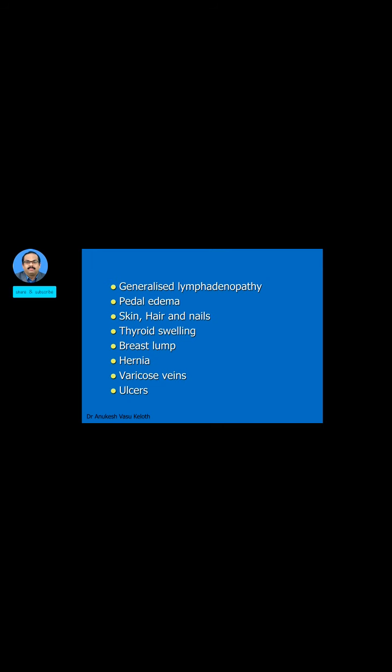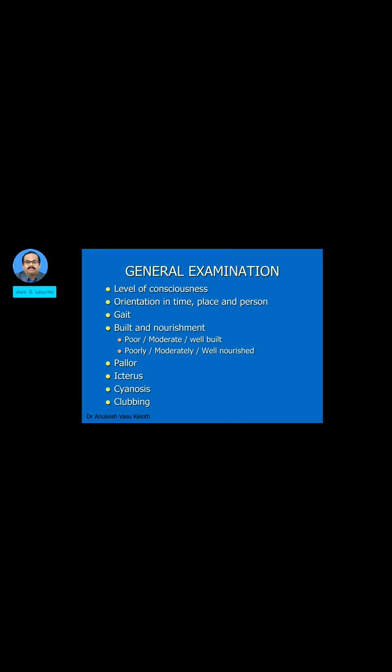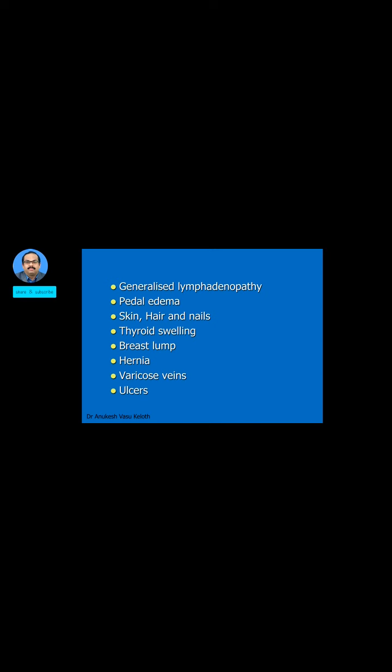Before going into the slightly additional features: level of consciousness, orientation to time, place and person, gait, moderately built and moderately nourished, pallor, icterus, sinuses, clubbing, generalized lymphadenopathy, pedal edema, skin, hair and nails. So you would comment that if they are all normal, you will say those things are absent, there is no, and then for skin, hair and nails are normal.